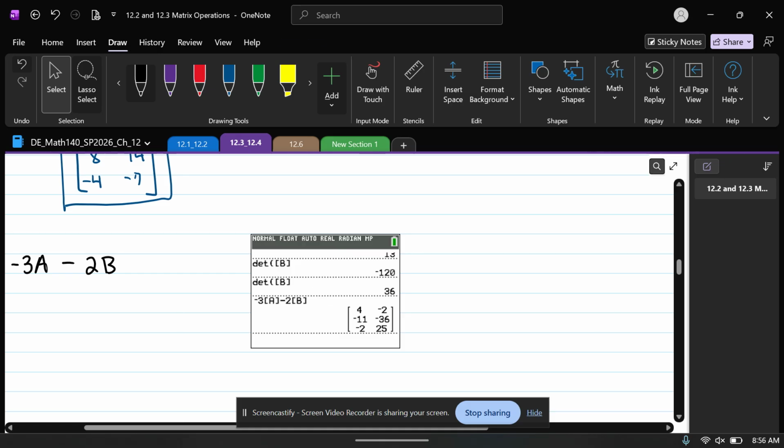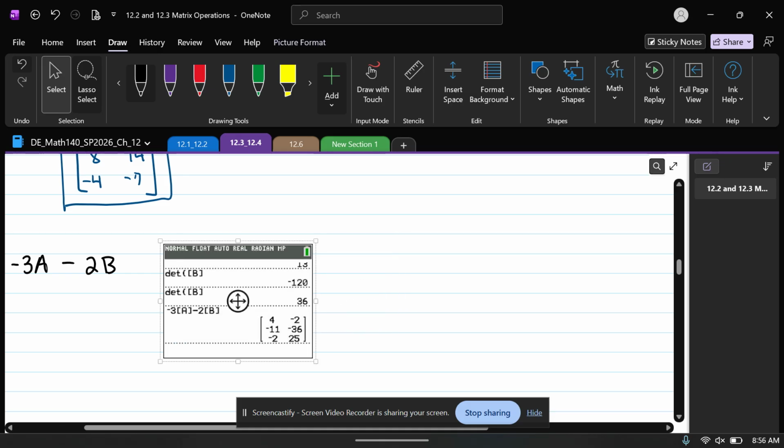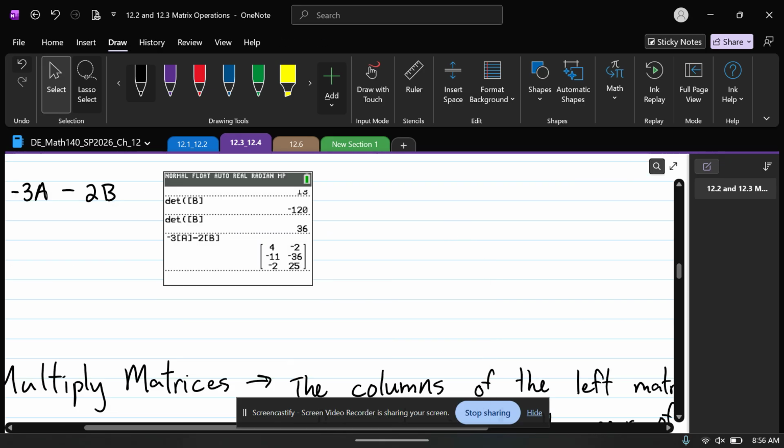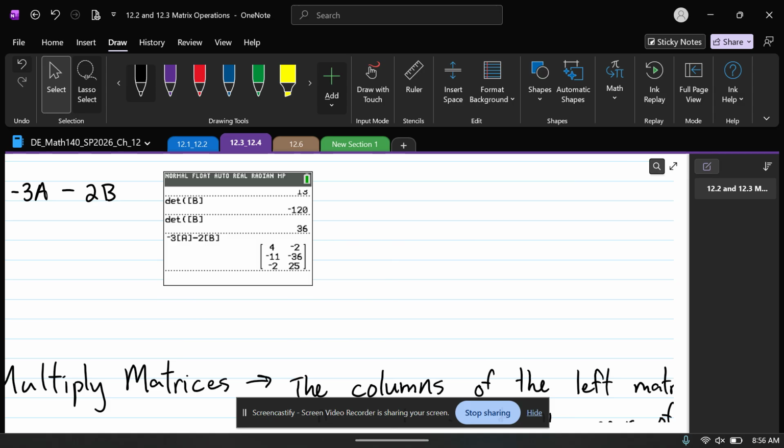If you wanted to do that by hand, you absolutely could. You just got to do the steps. Order of operations still runs everything. So multiplication would happen first. So you'd have to scalar multiply by negative 3 and by 2, and then do the subtraction. But the calculator works pretty nice for that too.